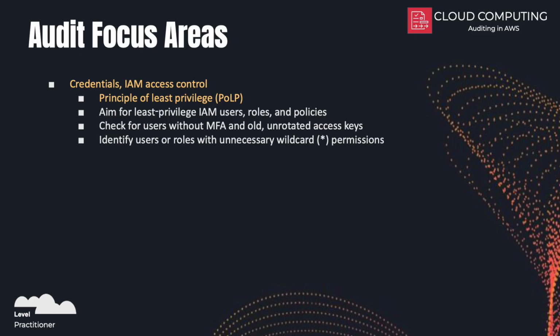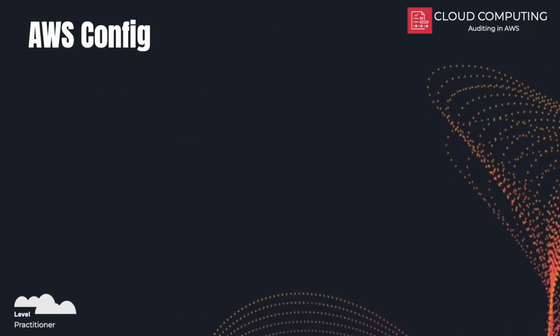Once you know what you need to look at, the next question is, how do you actually audit all of these at scale without doing it manually? To do all of these efficiently across many accounts and regions, of course you don't want to manually click through the console every day. This is where one of the core auditing services comes in, AWS Config.